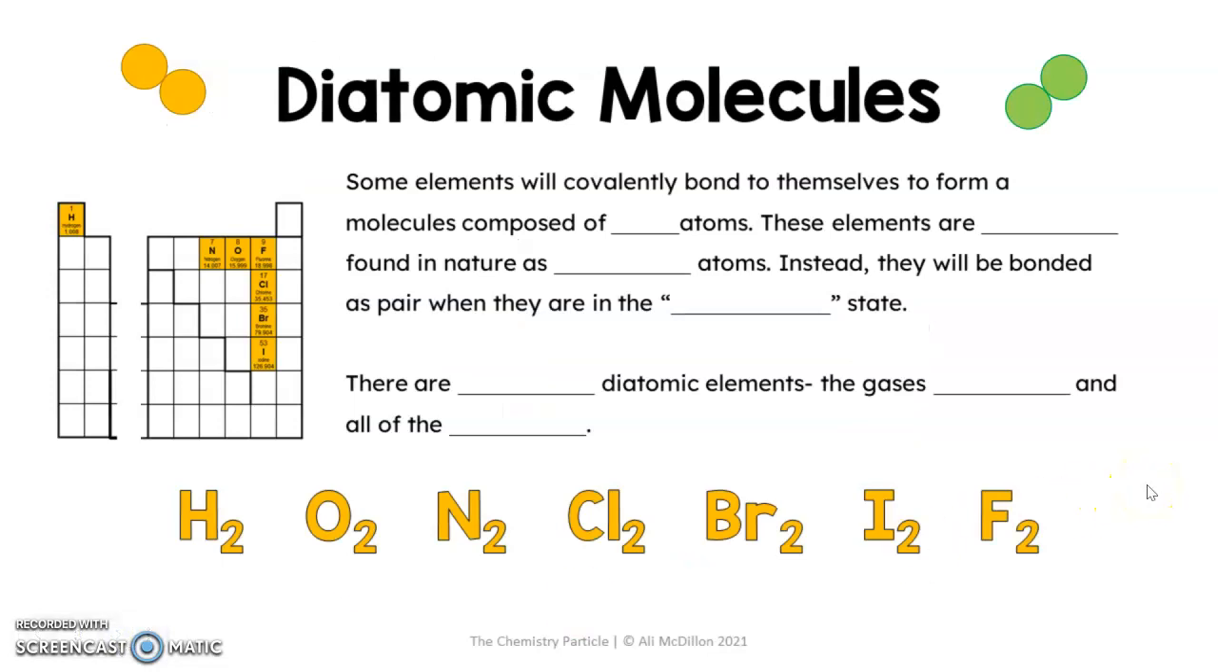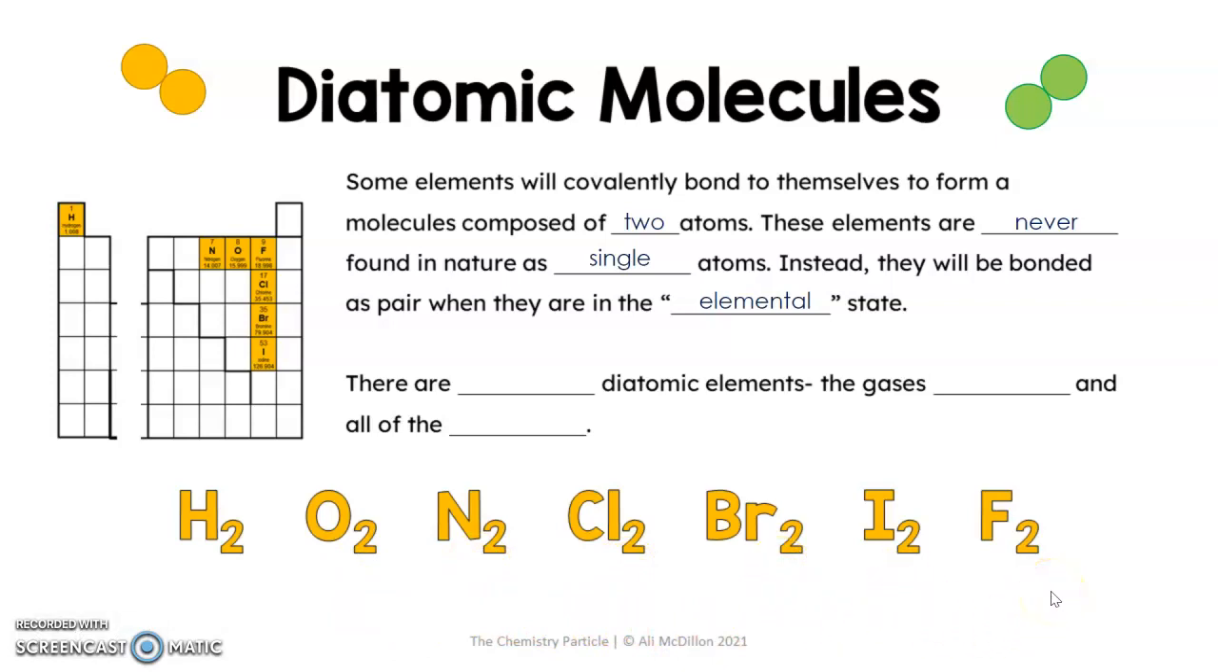So with our covalent compounds, again, our nonmetals, some of these elements are going to be diatomic. Okay, so they're diatomic molecules. They will covalently bond to themselves to form molecules composed of 2 atoms. So that's what diatomic means. These elements are never found in nature as single atoms. Instead, they'll be bonded as a pair when they are in the elemental state. And these different elements are right here. So they're in yellow and then they're on the bottom. So hydrogen, oxygen, nitrogen, chlorine, bromine, iodine, and fluorine.